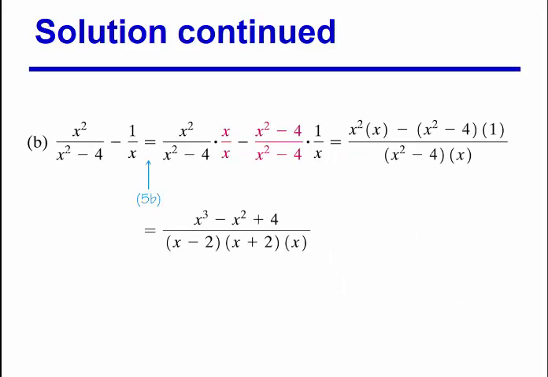And then for example B, what we're going to do is multiply the first fraction by x over x and the second fraction by (x² − 4) over (x² − 4). So you can see that our denominator is going to be (x² − 4) times x. And then we can combine like terms in the numerator, and we end up with x³ − x² + 4. And then, of course, we end up with (x − 2)(x + 2)(x). What they did there was they factored out the x² − 4.